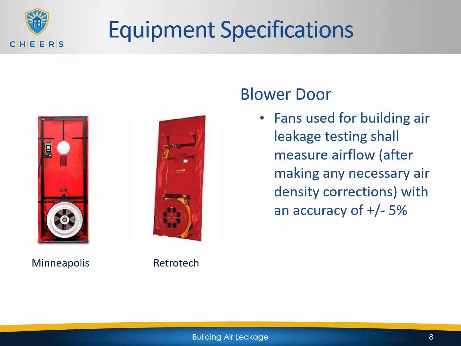The blower door fans used for building air leakage testing shall measure airflow, after making any necessary air density corrections, with an accuracy of plus or minus 5%. And here in this picture, you see the two different blower doors that we have, just like we had Minneapolis and Retrotech for the duct blaster. It's the same thing for the blower door. You still have the same manufacturers that make this equipment. They look slightly different, but nonetheless, they do the exact same thing.